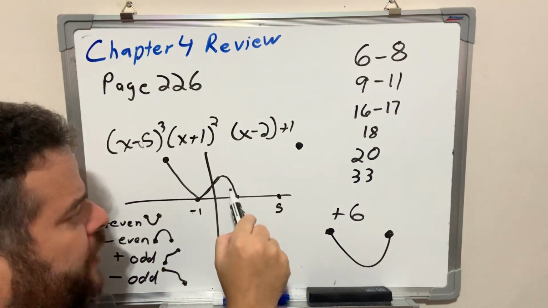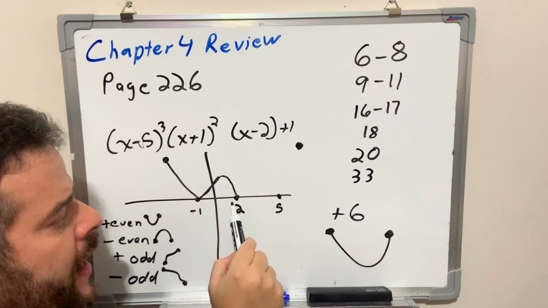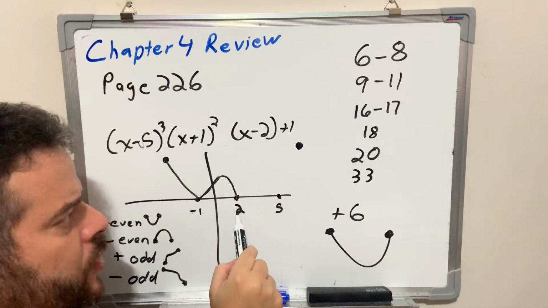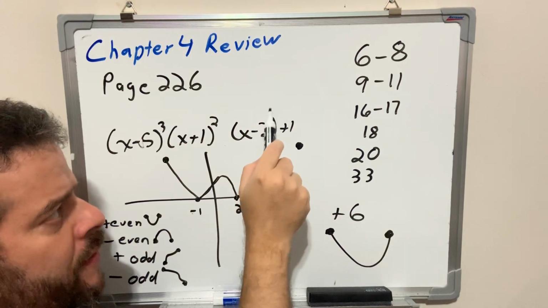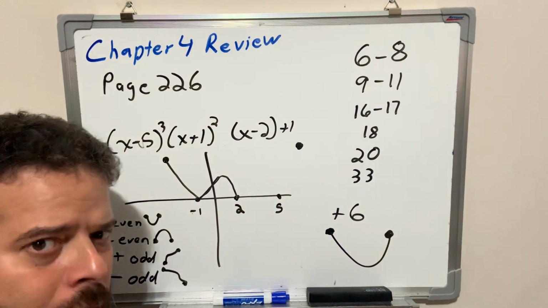You're just going to bounce and connect your other 0. Now let's look at this 0, 2. When I plug 2 in here, I get a 0. The degree of that factor is a first degree, or odd.